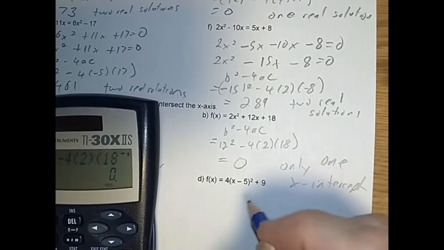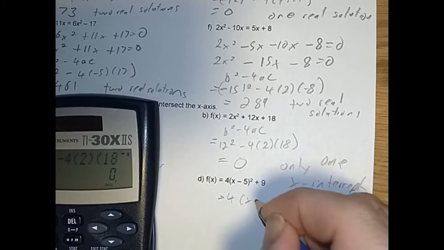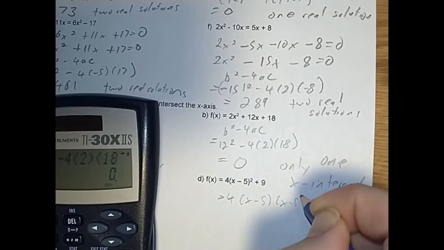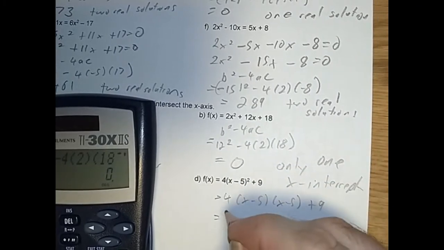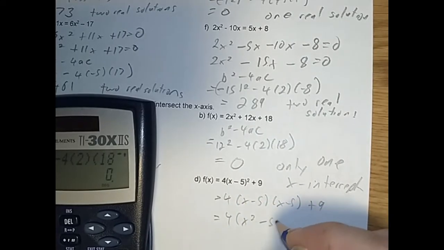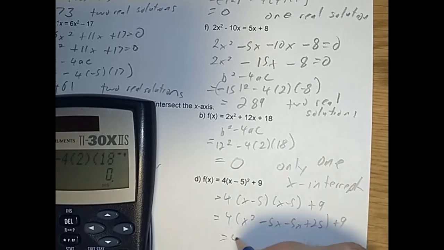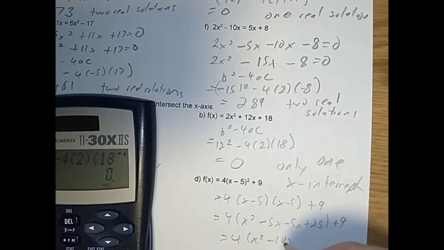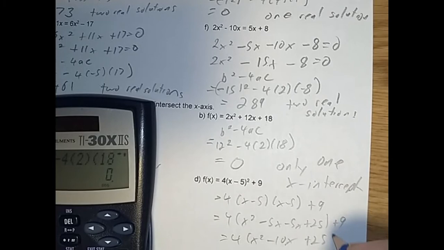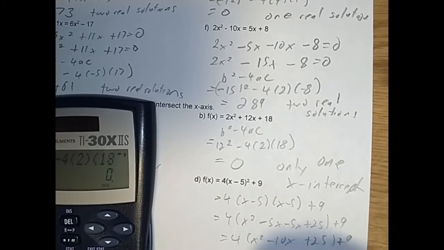Okay, let's do this one. So first we have to expand it. I'm just going to do it very quickly here. I'm going to expand this: x squared minus 5x plus 25, plus 9, 4x squared minus 10x plus 25, 4x squared minus 40x plus 100 plus 9, and it's 4x squared minus 40x plus 109.